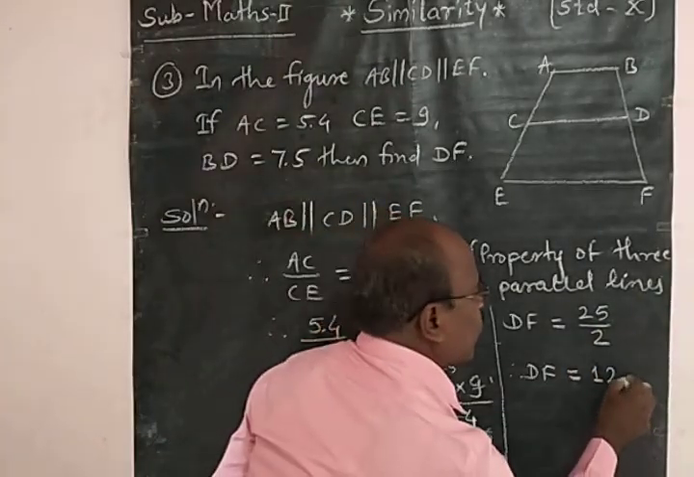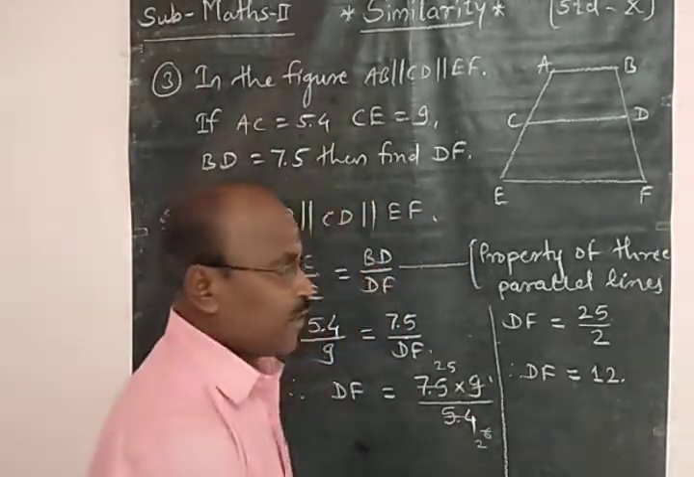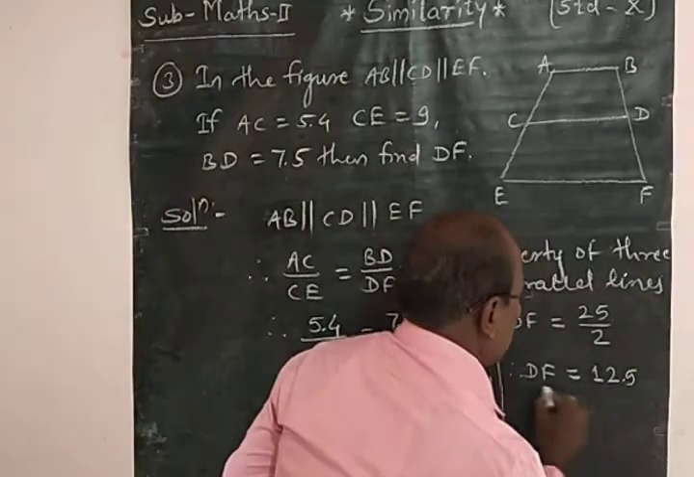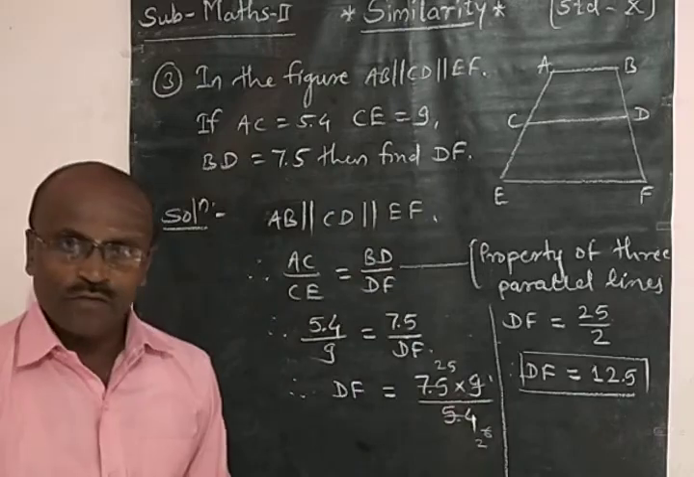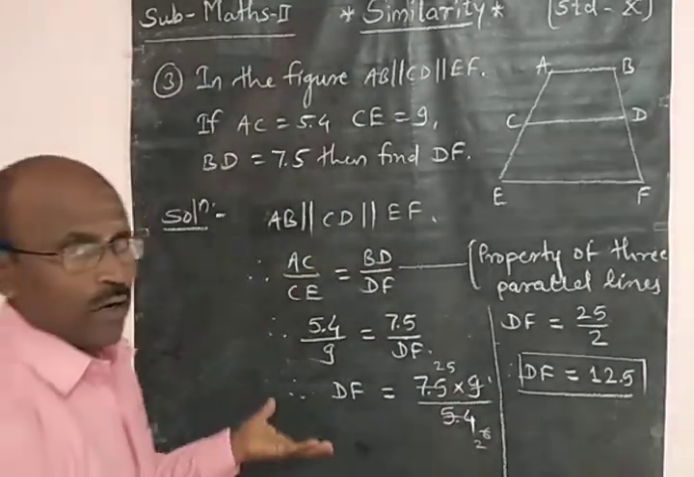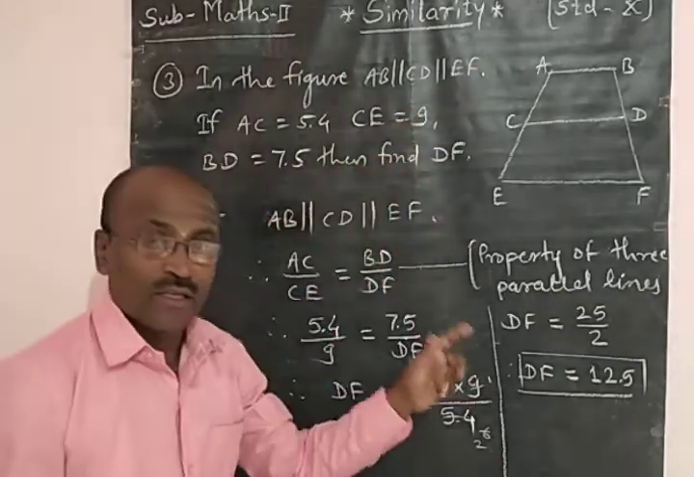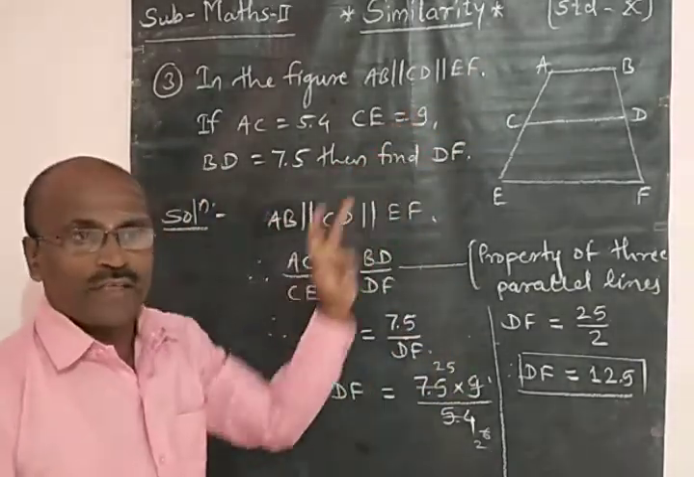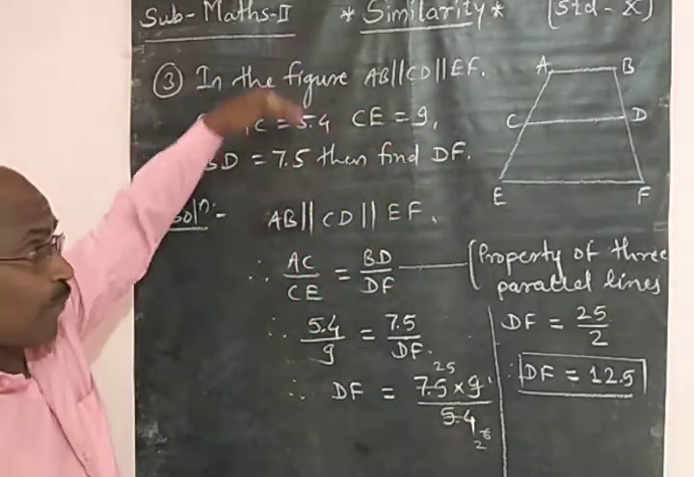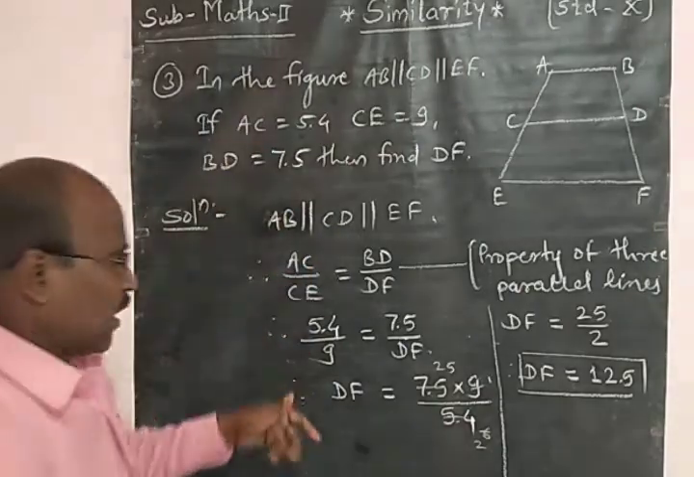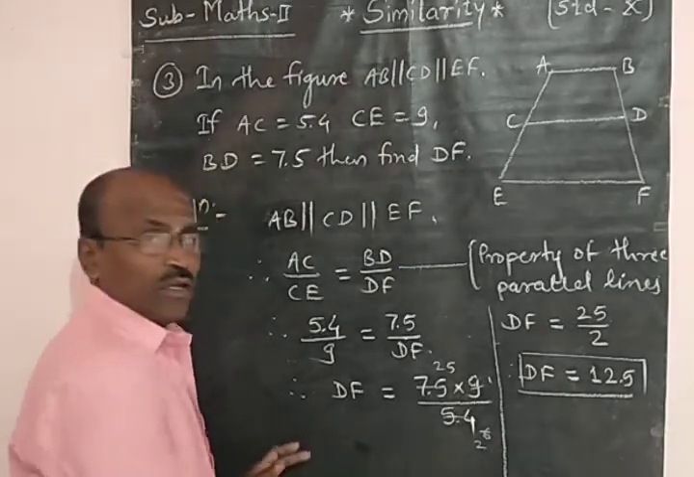So take here the decimal point and take the 0 towards the 1. It will become 10. So 2 5 10. That is, DF is here 12.5. In this way we have to use the property of 3 parallel lines to solve such type of examples. Such type of examples are to be asked in the examination for 2 marks.